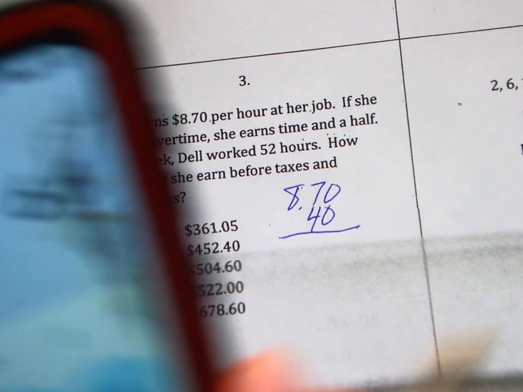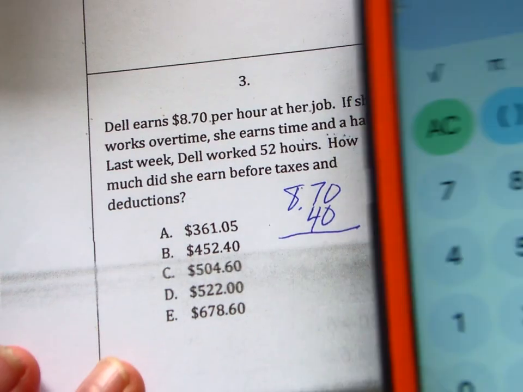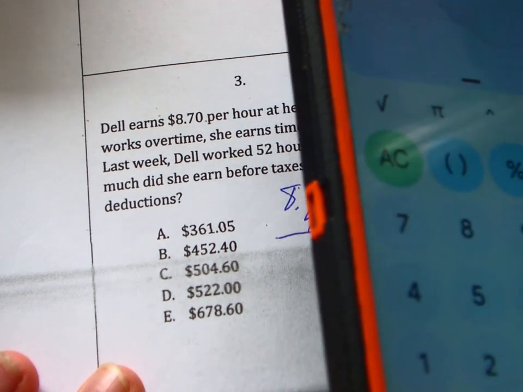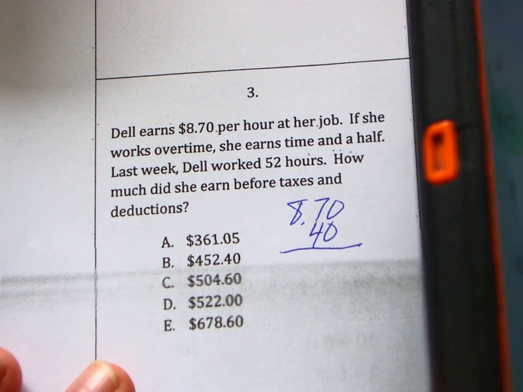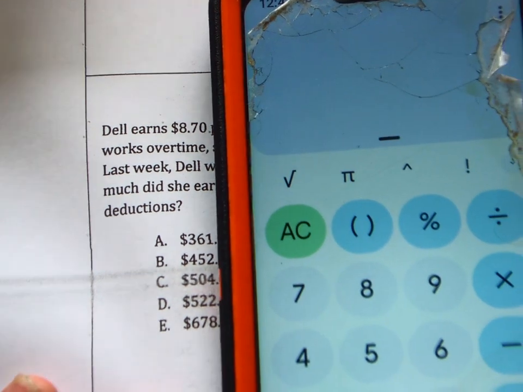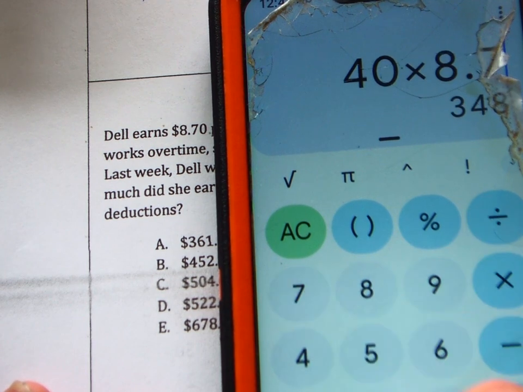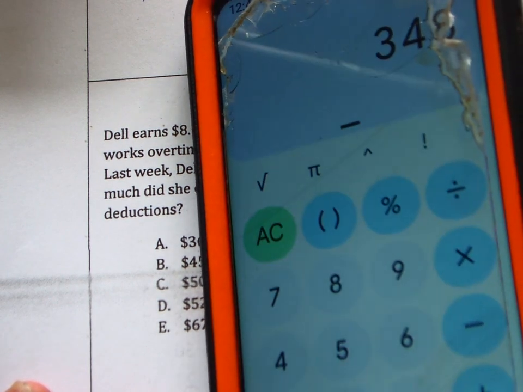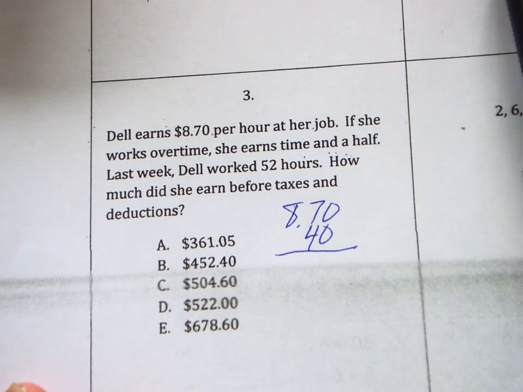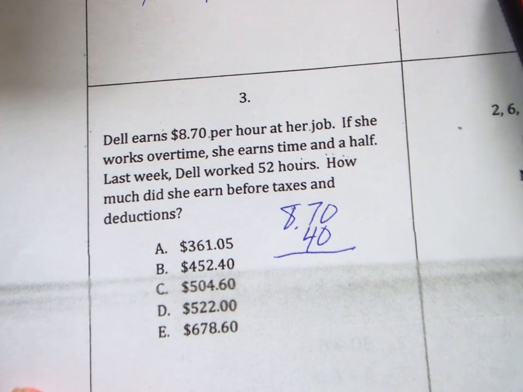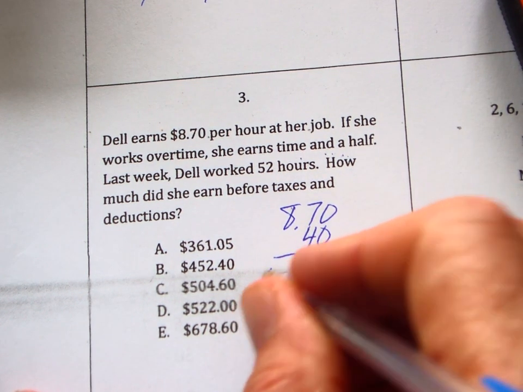40 times 8.70. So I'm going to do that on the calculator here. Clear it. And do 40 times $8.70 equals 348. $348. So I know she made that much.